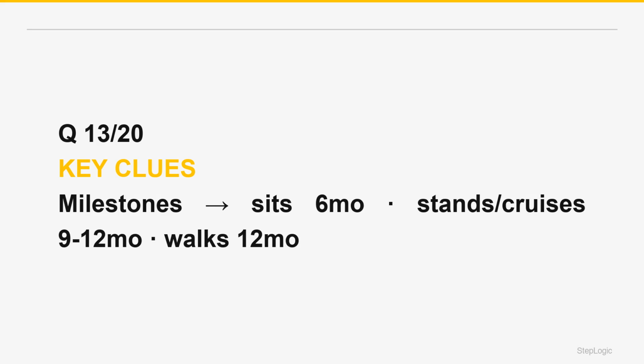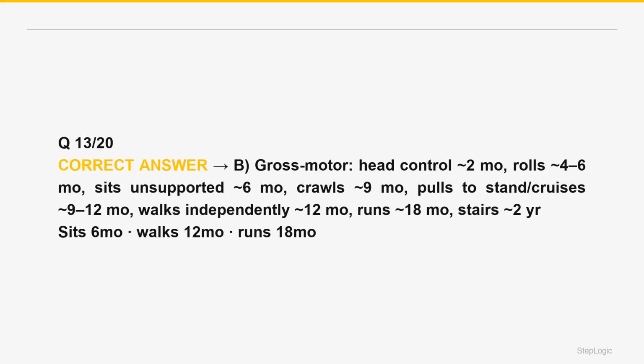Developmental milestones are high yield, and the gross motor sequence is a common test point. Approximate ages: head control, holds head up by about 2 months, rolls over around 4-6 months, sits unsupported around 6 months, crawls around 8-9 months, pulls to stand and cruises, walks holding furniture around 9-12 months. Correct answer is B.